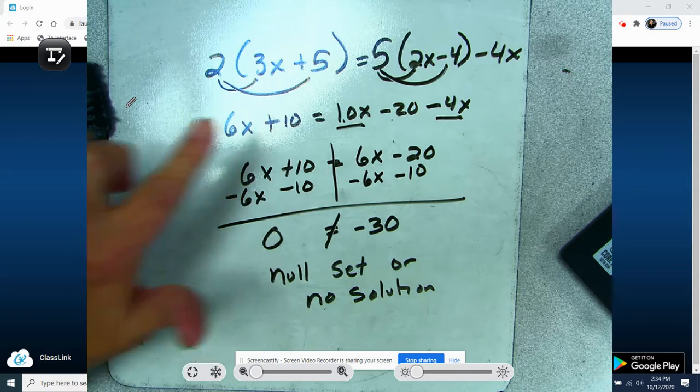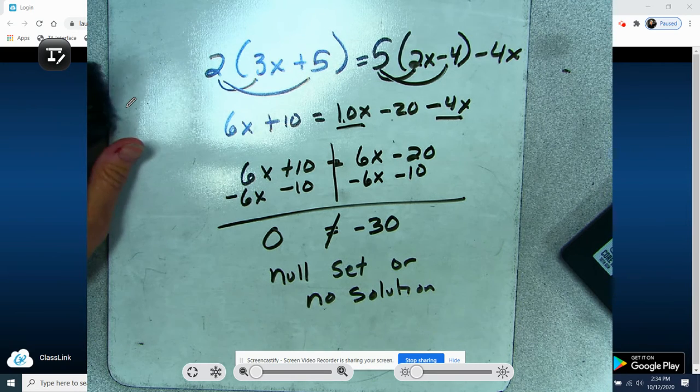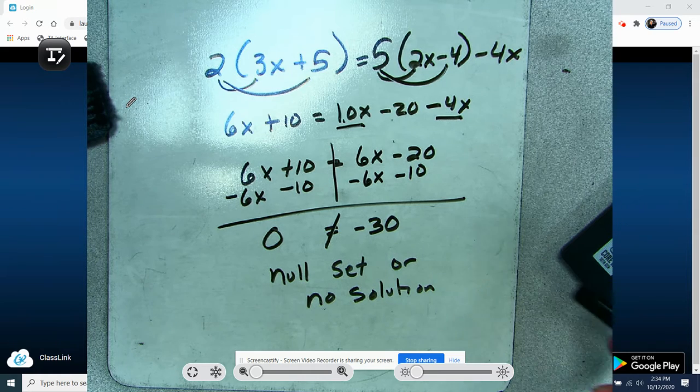In other words, when you look at this equation, there's not a number on the planet that will work in the equation. All right? So we've had an example of identity, which is infinite solutions. We've had an example of a null set, which has no solution. And now we've had an example of a one solution equation.